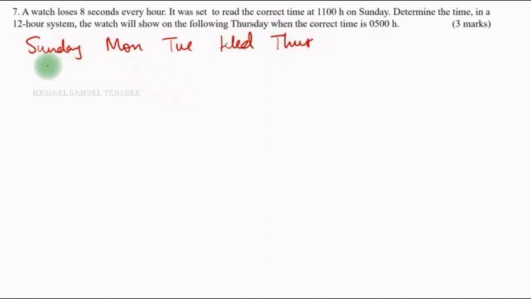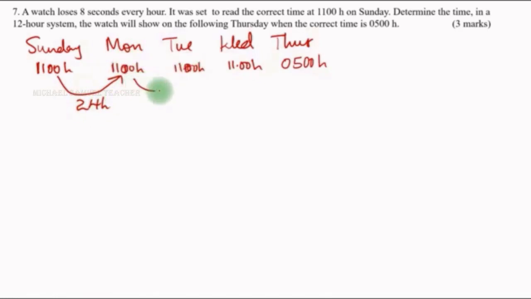So, the time was 11:00 hours. Now, from Sunday to Monday, and then Thursday at 0500 hours. So from Sunday to Monday, that's a span of 24 hours. Then from Monday 1100 hours to Tuesday, a span of 24 hours. Then from Tuesday to Wednesday 1100 hours, that's a span of 24 hours.